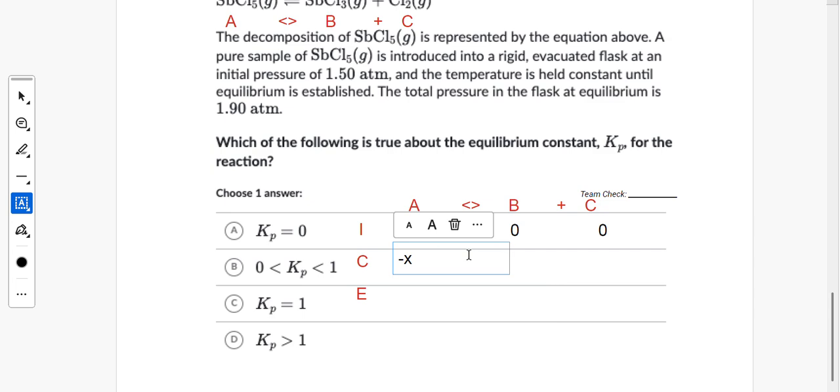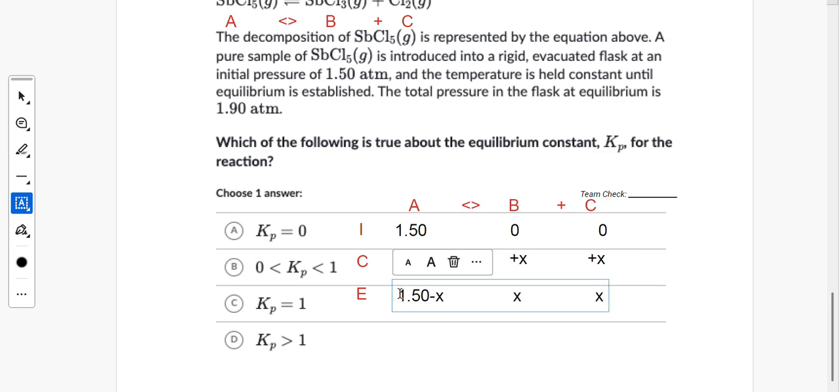And if we go all the way over, we're going to gain some, plus x. No coefficients on these, which is always a good thing to double check right here, okay? And we're going to gain an x again, and then we come down, and that final is going to be 1.50 minus x, okay? And I'm just going to have x here for B, and then for C, I'm just going to have x.